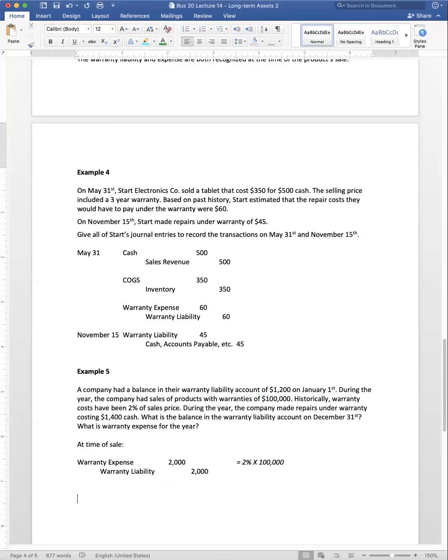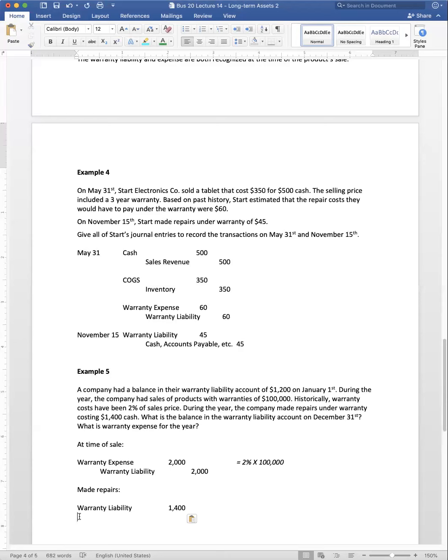All right, now, the other thing that happened during the year is that the company made repairs under warranty, and they cost $1,400 cash. So what happened when the company made repairs? Well, when we make repairs, we are meeting our warranty promise. We're meeting the obligation. So that means we're actually decreasing the warranty liability, right? So that means we're going to have to debit the warranty liability for $1,400, the cost of the repairs.